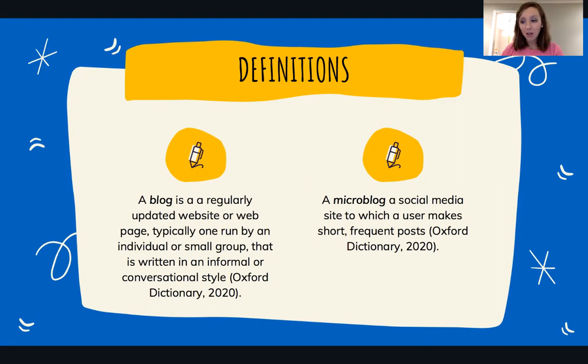And then a microblog is even more casual. It is a social media site where users make short, frequent posts. So you see this a lot on Twitter or Facebook. Just as an example, which I'll share about later, my high school English teacher used Twitter as kind of a classroom microblog. The night before quizzes, she would send us reminders or give us hints and tips. So that would be an example of a microblog.